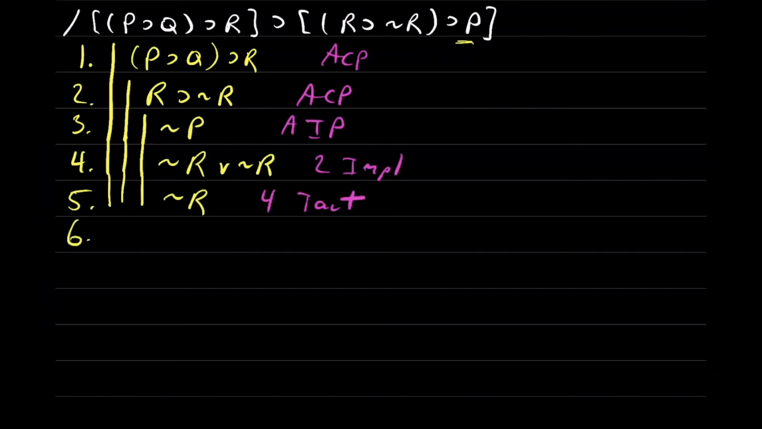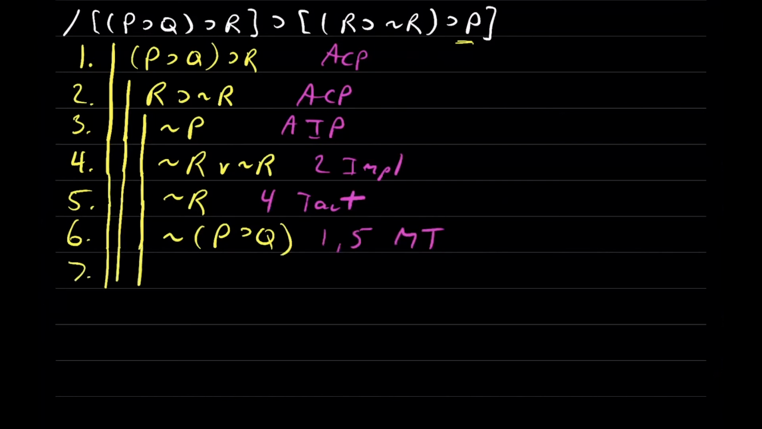So line 6, still inside all 3 of these assumption lines, keep bringing them down. Let's do modus tollens. That'll give us the negation of P implies Q. And that will be line 1 and line 5 by modus tollens. Okay, line 7, keep bringing these lines down. We're not done with these 3 lines until we reach an explicit contradiction, something like P and not P or Q and not Q.